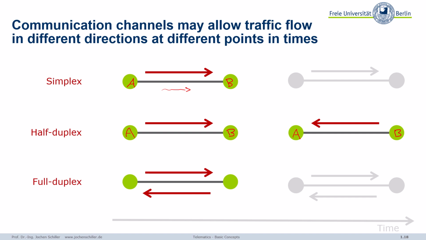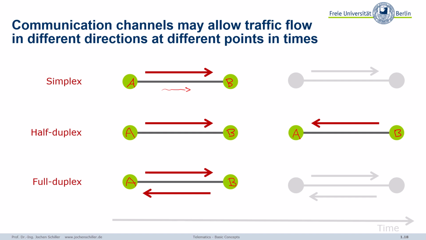We'll see where we use this. For example, classical wireless LAN. In a classical wireless LAN, only one station can send data at one point in time. Otherwise, you have what's called a collision and data is destroyed. And then the most powerful, most flexible is a full duplex channel. There A can send data to B, and at the same time, B can send something to A.